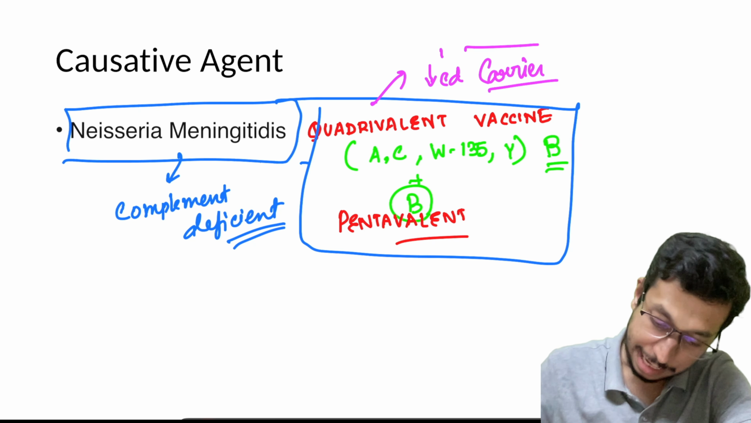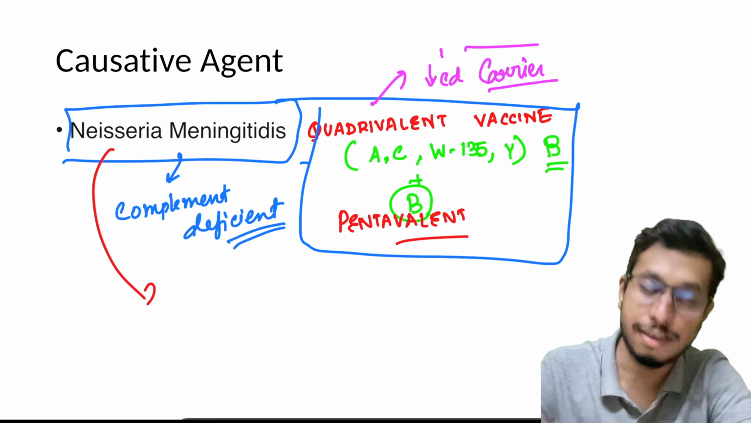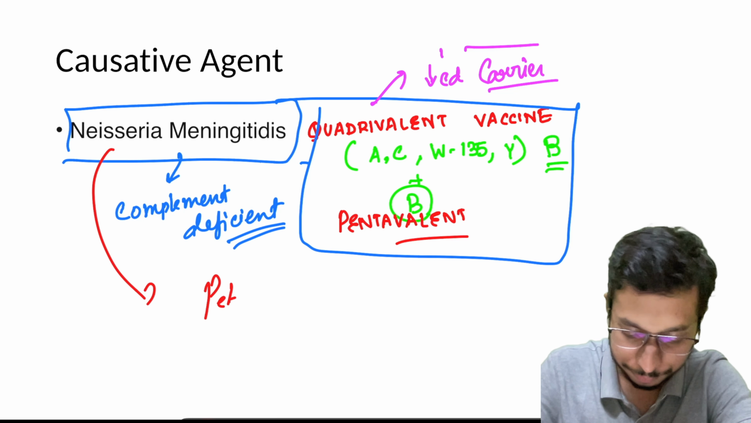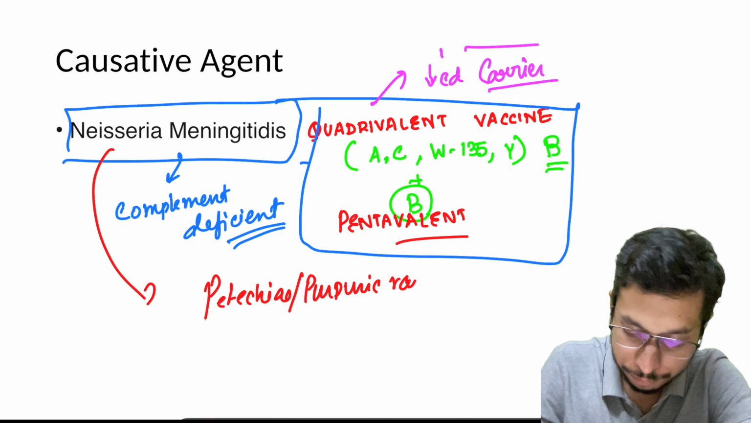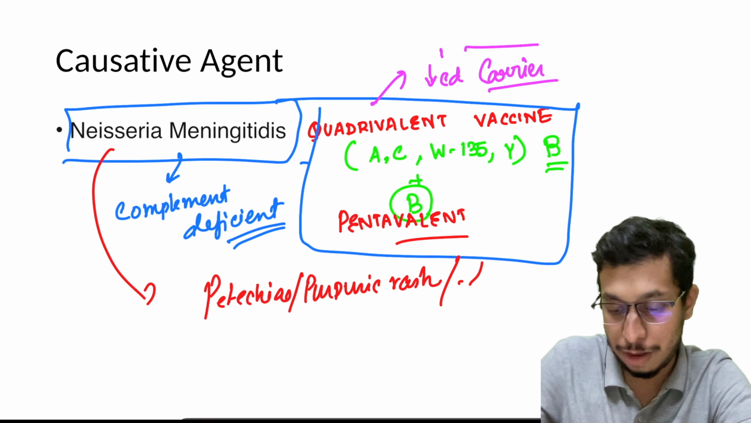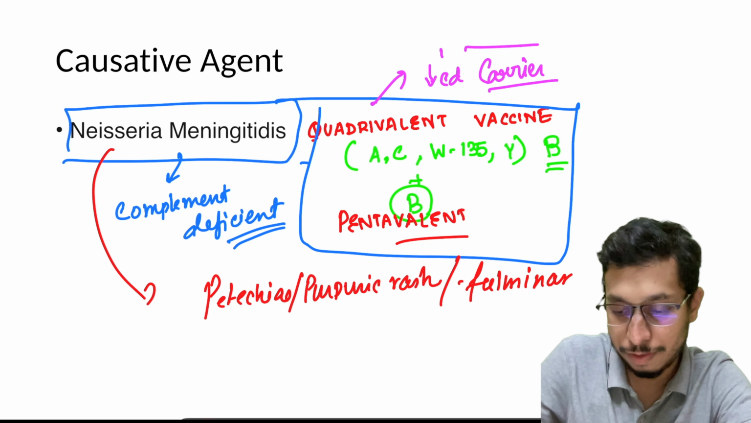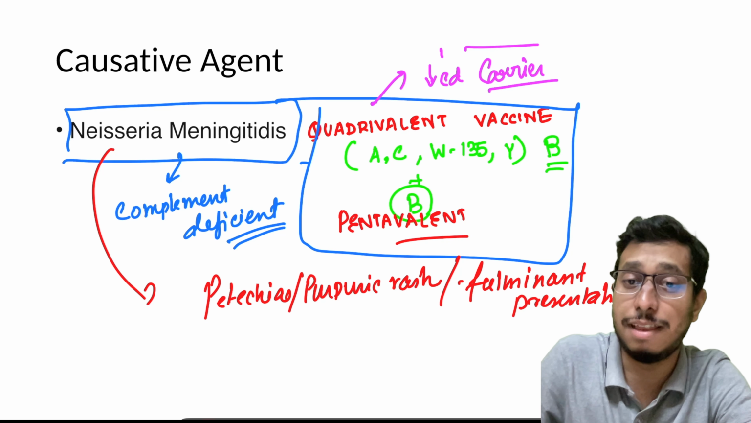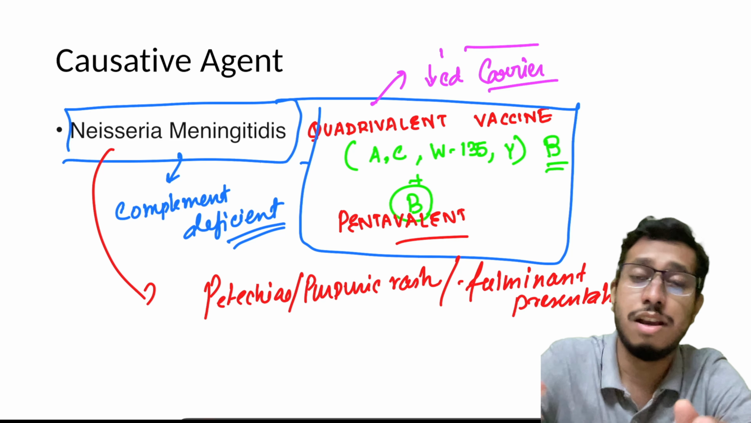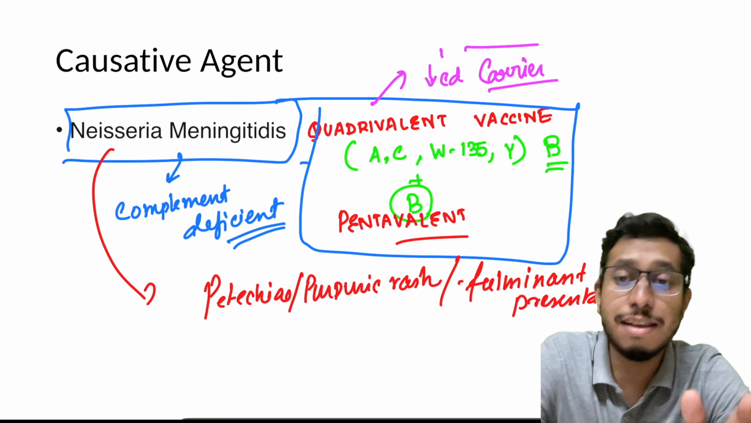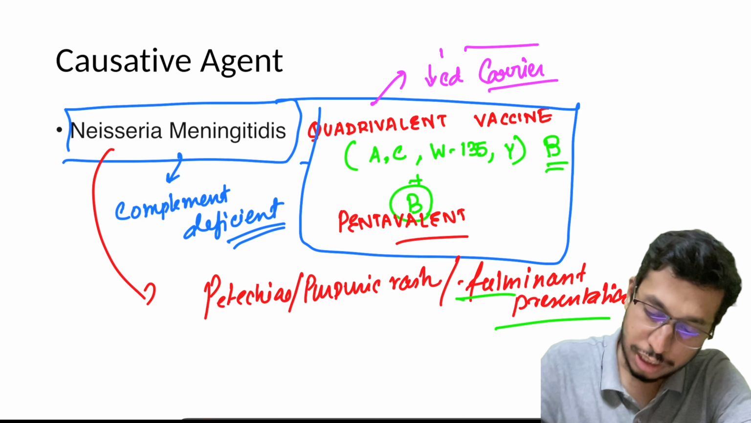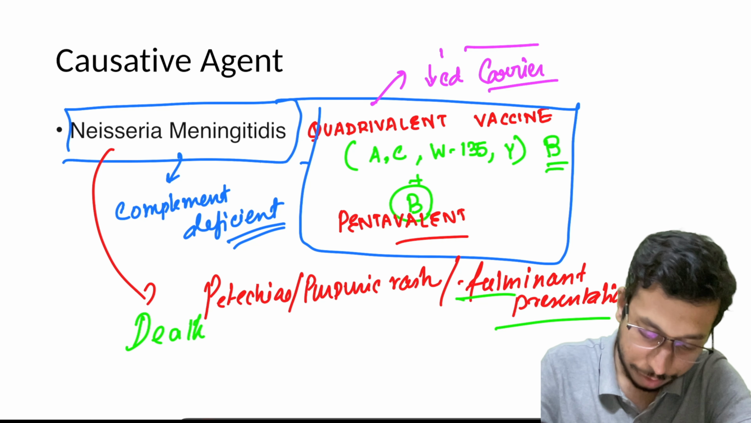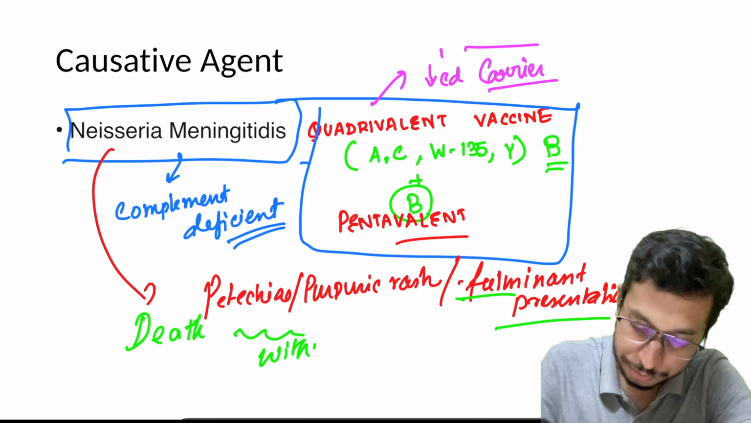Okay. So, clinically, when do we suspect Neisseria meningitidis? When there is petechial or purpuric rash, or fulminant presentation in a suspected case of meningitis, like headache, nausea, vomiting, fever, and neck rigidity. In such cases, you suspect it to be Neisseria meningitidis. The prognosis is so bad that death can occur within hours.